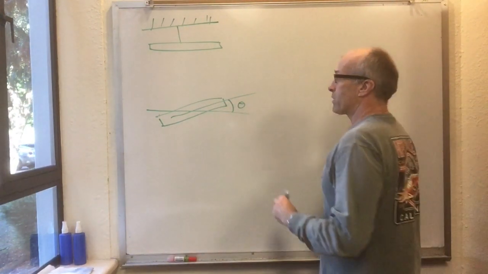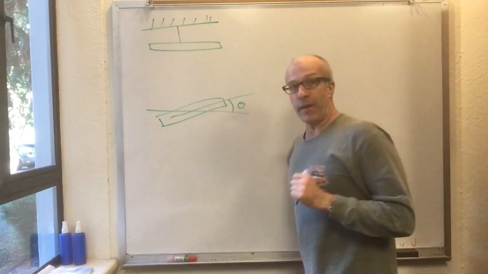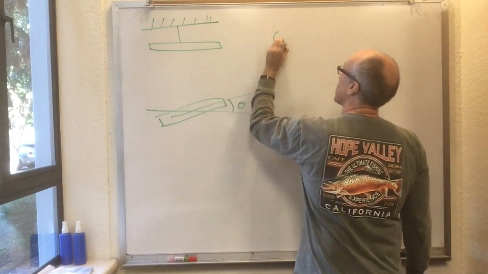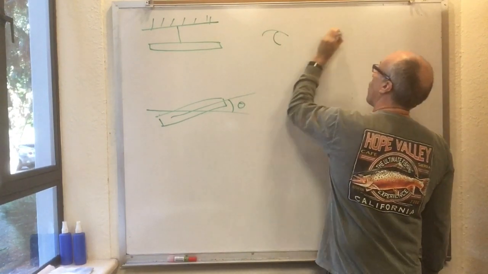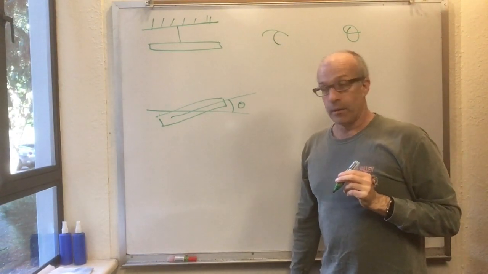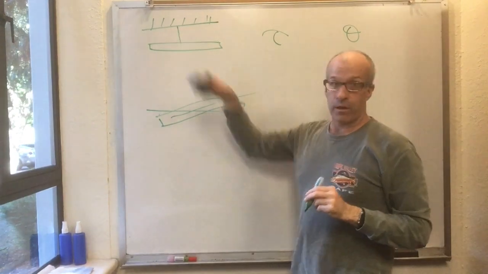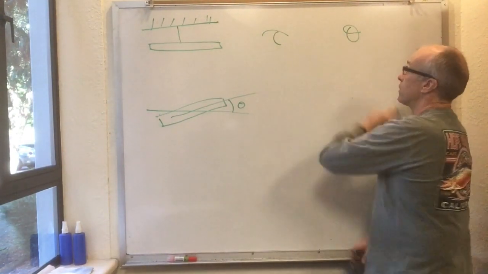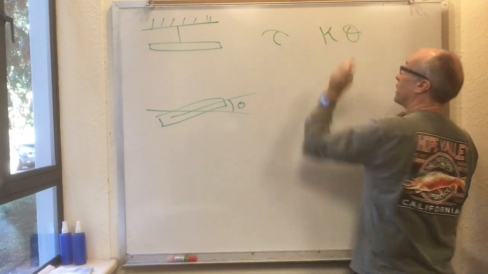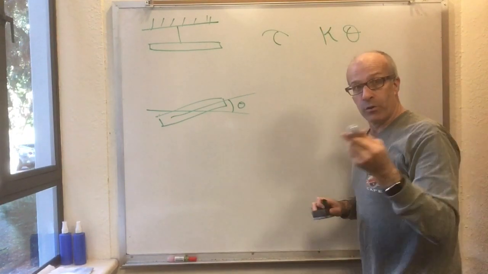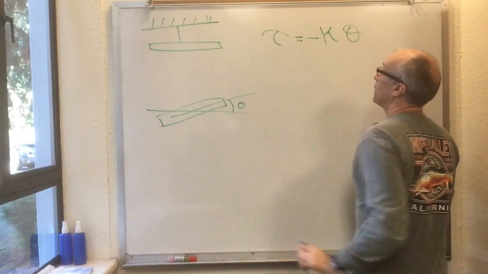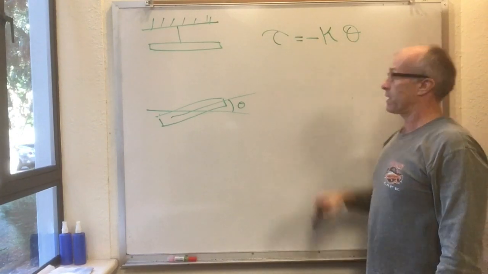Because that wire is fighting the twist, and because it's going to fight it more and more if we twist it farther and farther, we can say that that wire is exerting a torque. And the torque is going to be proportional to the amount that we've twisted the rod, because the amount that we've twisted the rod is the amount of twist in the wire. We don't know the proportionality constant. We're going to call it kappa. And we know that the torque opposes the direction of theta, so we put a minus sign in there.